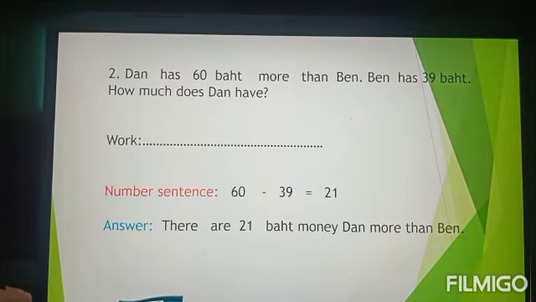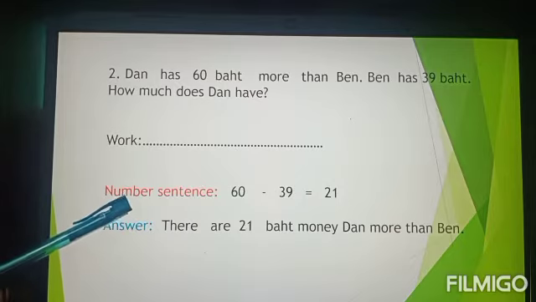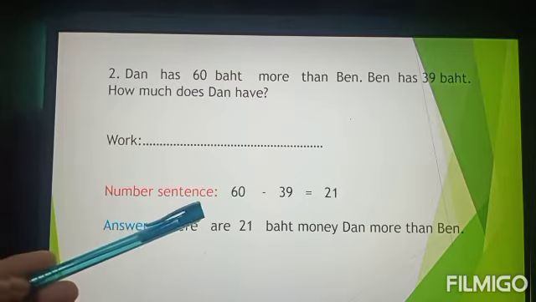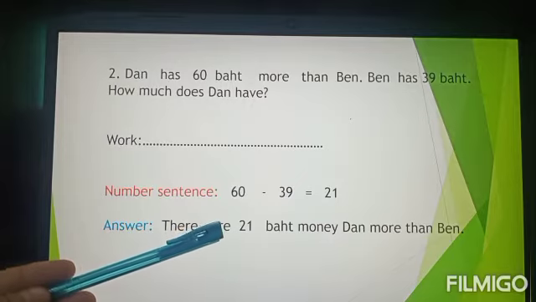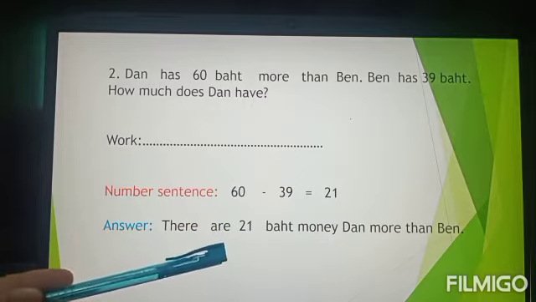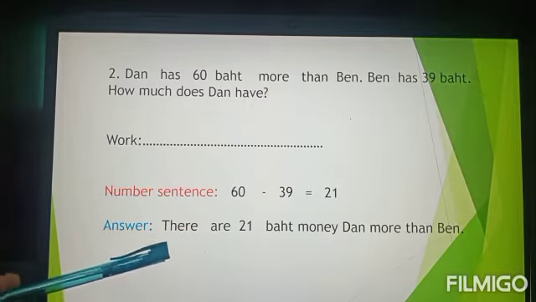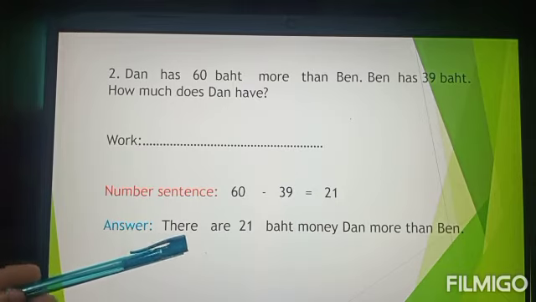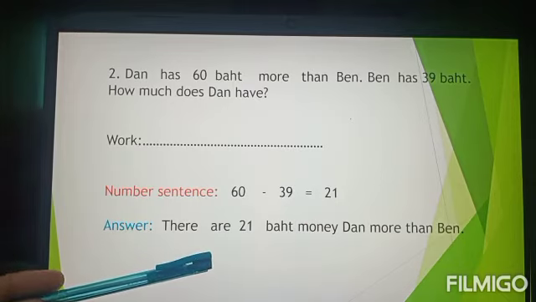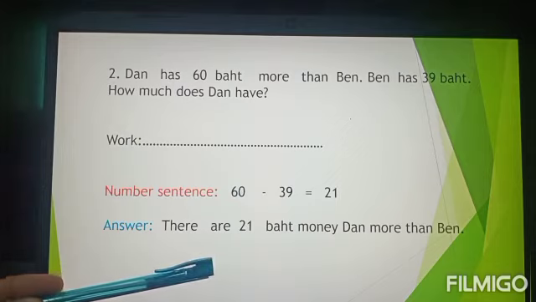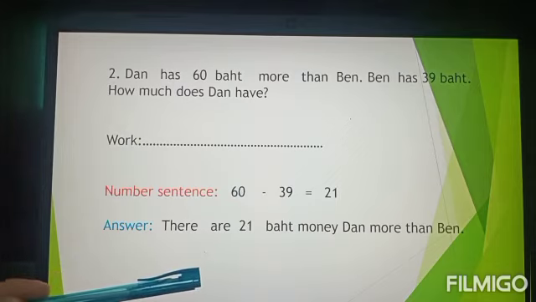Okay, number two example. Jan has 60 baht more than Bin. Bin has 39 baht. How much does Jan have? So we have to write the number sentence. 60 minus 39 equals 21. So write the answer in a sentence. Jan has 21 baht more than Bin.